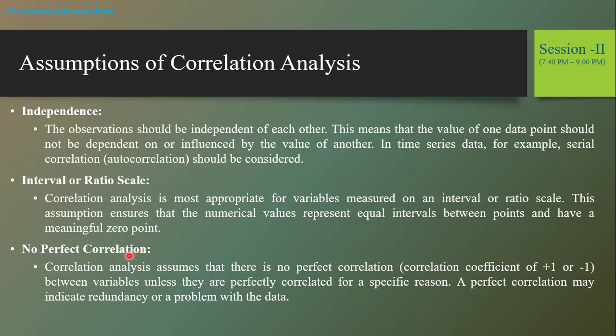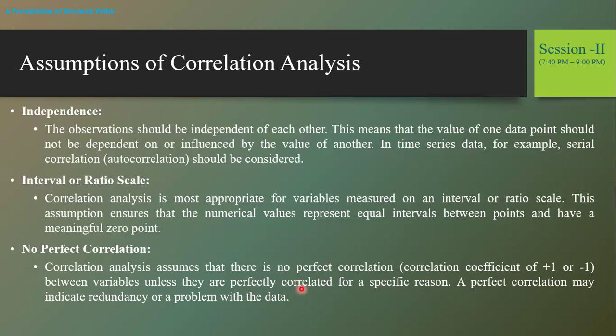Next is no perfect correlation. This is basically the ideal stage. If you find a value equal to +1 or -1, it indicates perfect correlation. Correlation analysis assumes that there is no perfect correlation, that is, no correlation coefficient of +1 or -1 between variables unless they are perfectly correlated for a specific reason. If both variables are perfectly correlated, it means they are giving exactly +1 or exactly -1. We need to find out the specific reason why they are perfectly correlated.